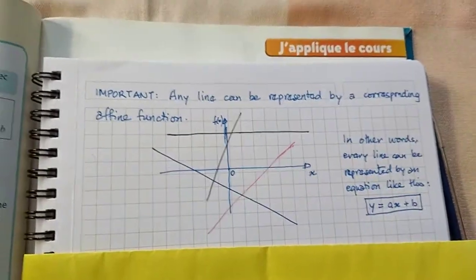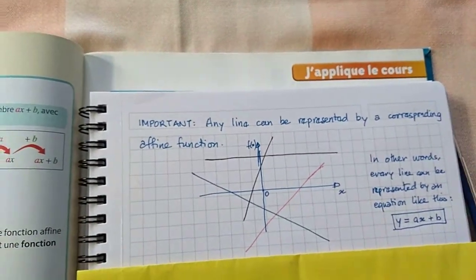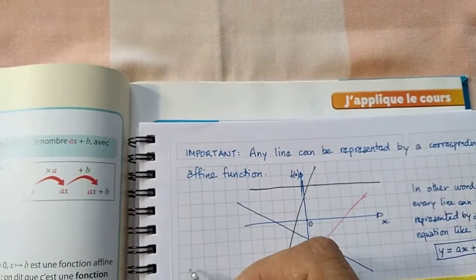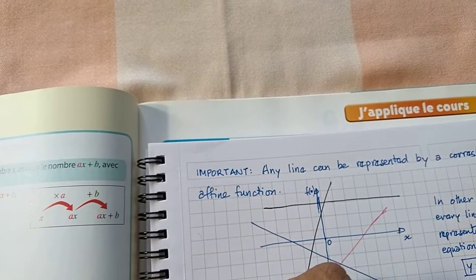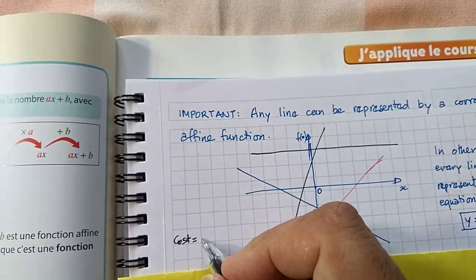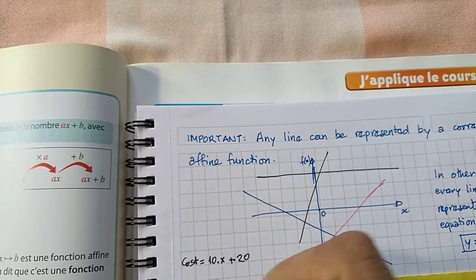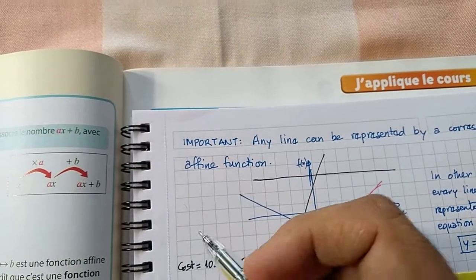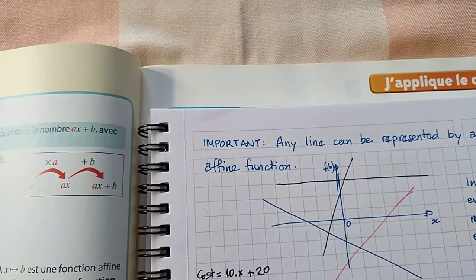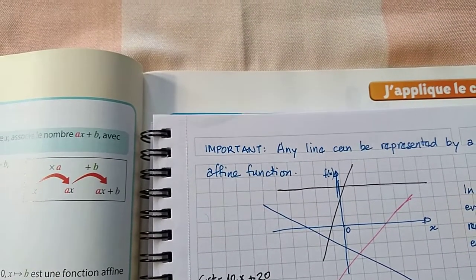You would say, okay, let me write it down. Let me write it here. You would say cost is equal to 10 into x plus 20. So you can see, this is an affine function where this is my a and this is my b. So here is the total cost of going to movies in the year.